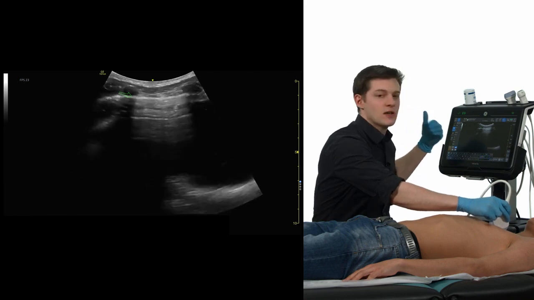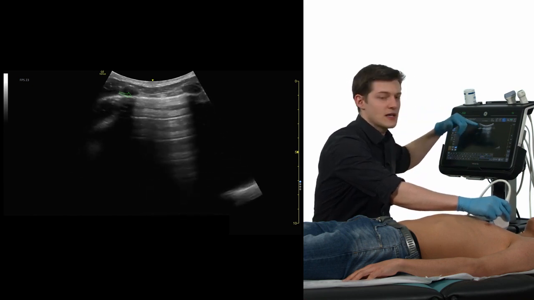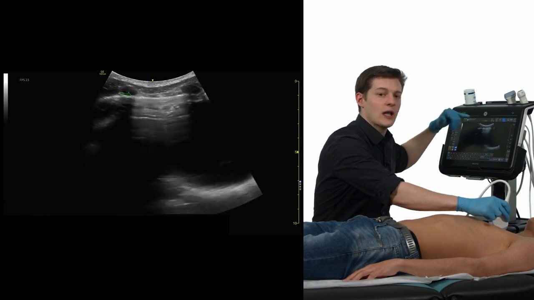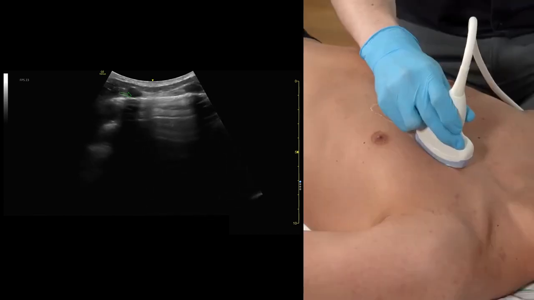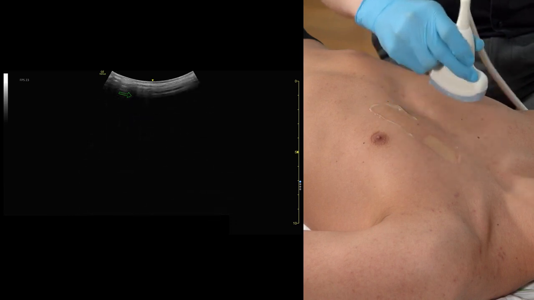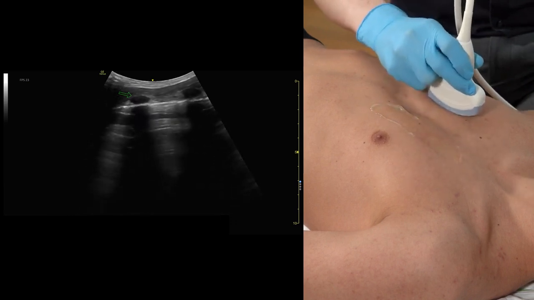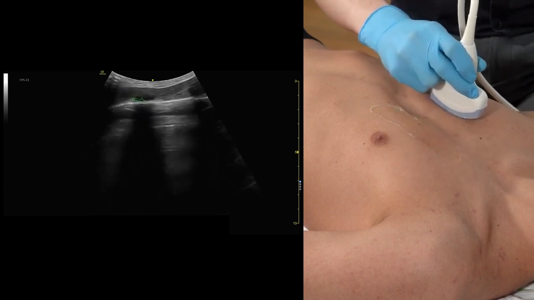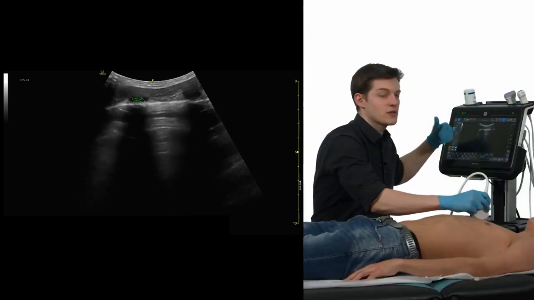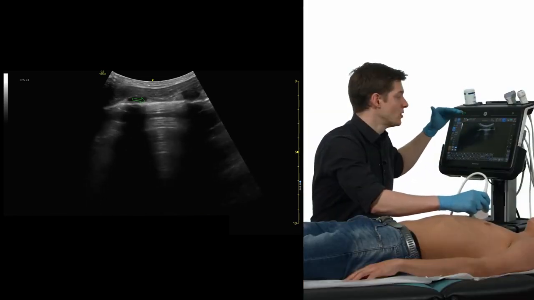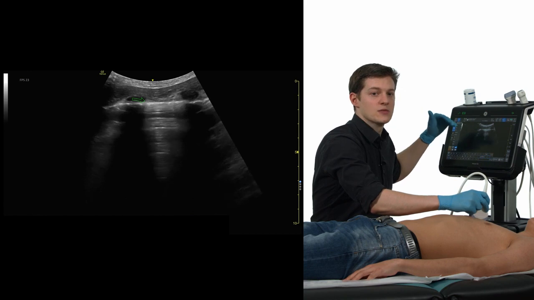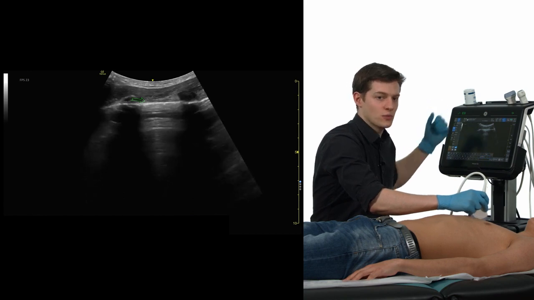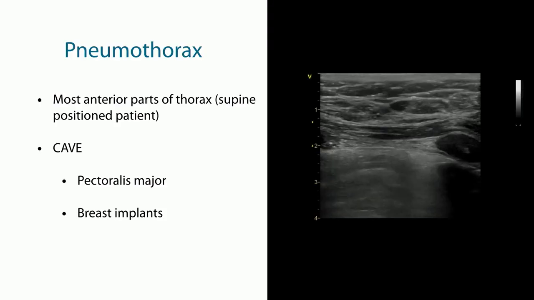So as long as something is moving in this area, you can rule out pneumothorax. You do that on the left side and on the right side as well, and here you see the same image. You have two ribs and rib shadow and the moving pleural line, which is pleural sliding, to rule out a pneumothorax. Remember, air is always located in the most superior parts of the thorax.